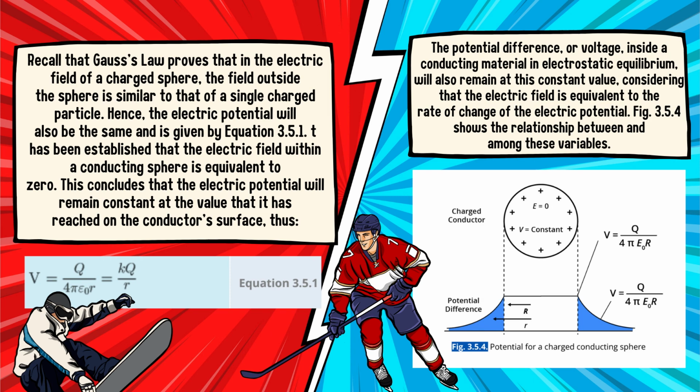This concludes that the electric potential will remain constant at the value that it has reached on the conductor's surface. Thus, the potential difference or voltage inside a conducting material in electrostatic equilibrium will also remain at this constant value. Considering that the electric field is equivalent to the rate of change of the electric potential, figure 3.5.4 shows the relationship between and among these variables.